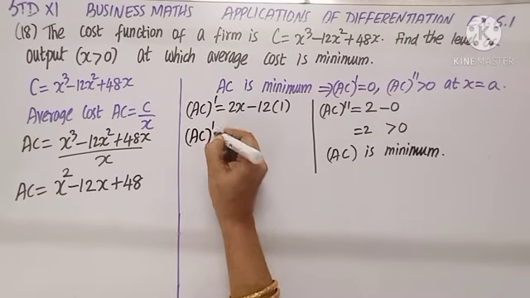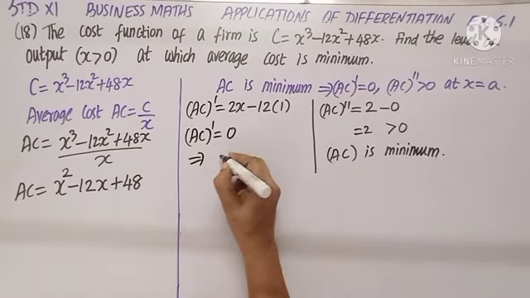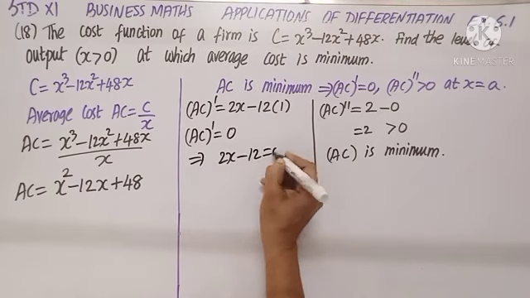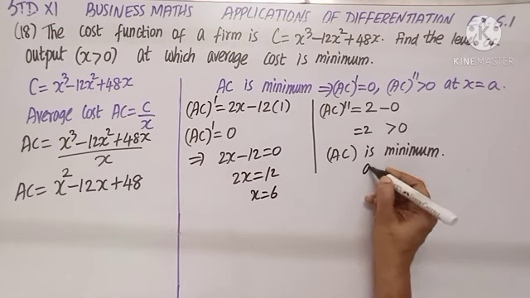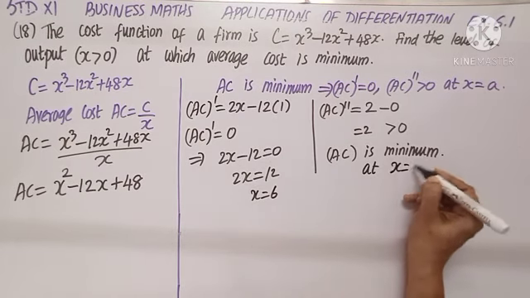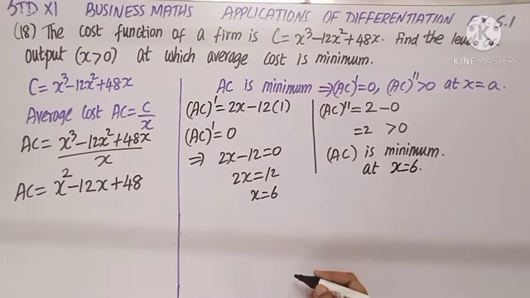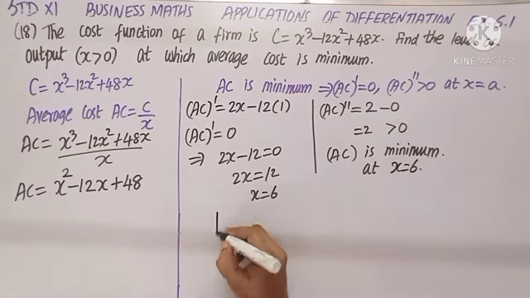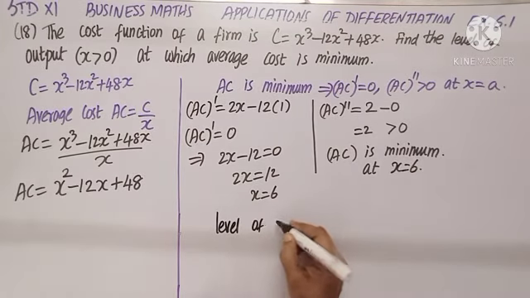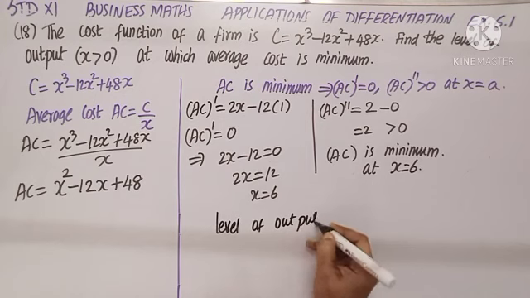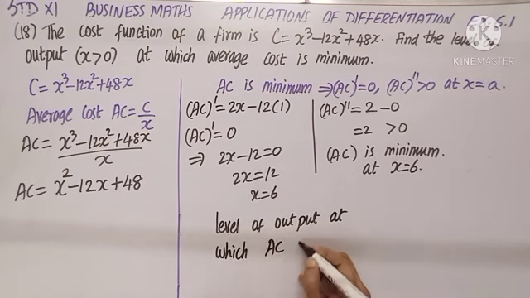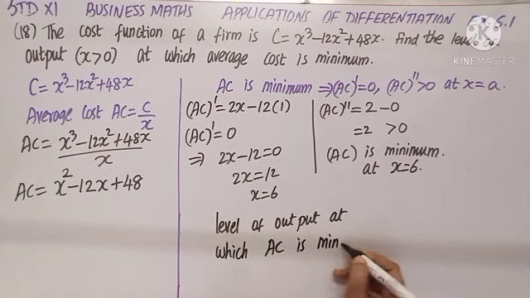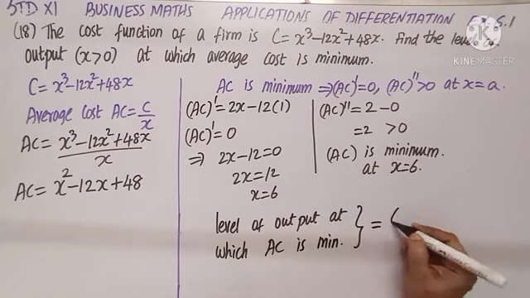Substitute AC dash equals 0. 2x minus 12 is 0. 2x equals 12 or x is equal to 6. So AC is minimum at x is equal to 6. The question is level of output at which AC is minimum. It is 6.